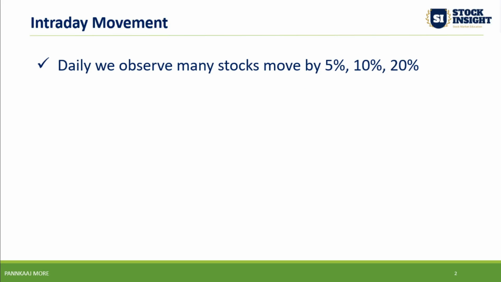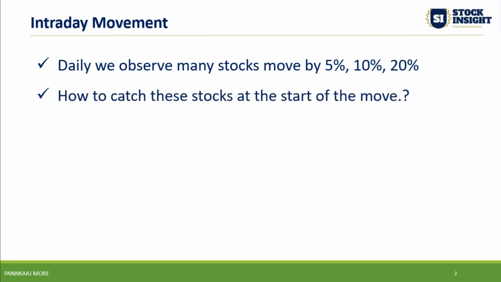Daily we observe many stocks move by 5%, 10% and 20%. 5 to 10% is very common. Many reputed stocks also move by 5 to 10%. Then the question comes: how to catch such moves, how to enter, or how to identify the early stage of such moves? Many times we come to know about such moves at the end of the day or at market closing time, and then we regret that we missed the rally in that particular stock. So what's the solution for this?